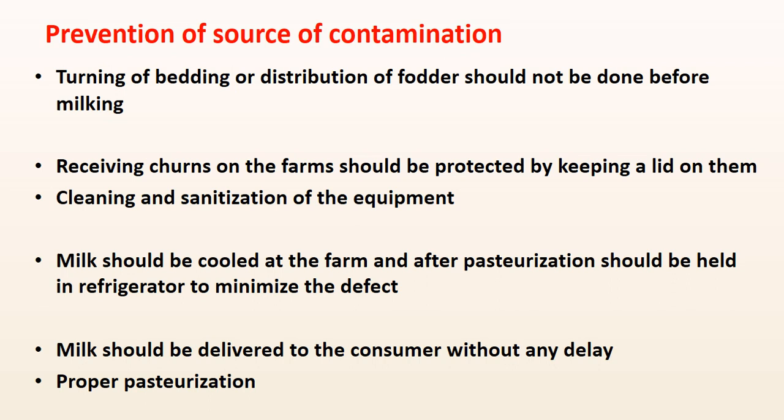So we have already discussed some of the defects or kind of spoilage briefly in case of milk and their causes and symptoms or signs. Here briefly we will discuss the prevention of all those conditions. Firstly, the turning of bedding or distribution of fodder should not be done before milking. That is, in the milking shed, turning or distribution of fodder should not be done just before milking. Secondly, receiving churns on the farm should be protected by keeping a lid on them.